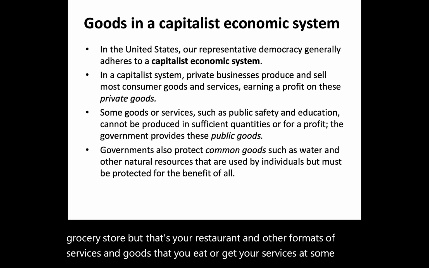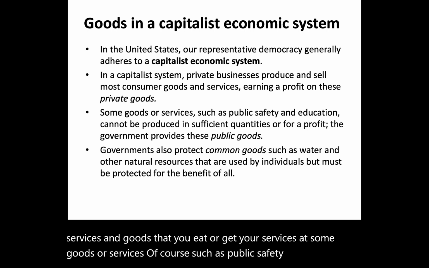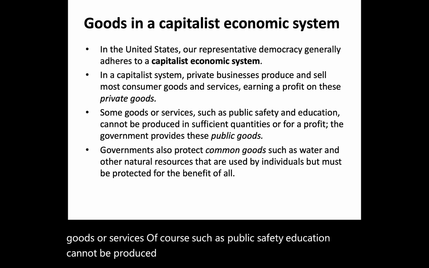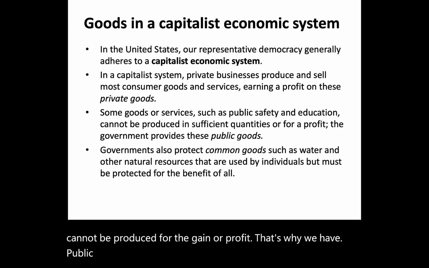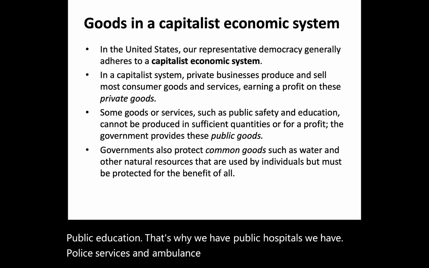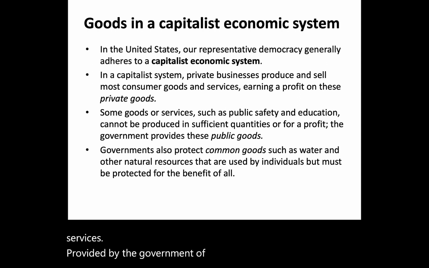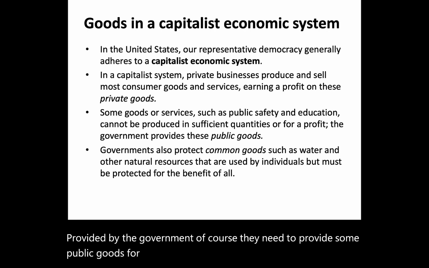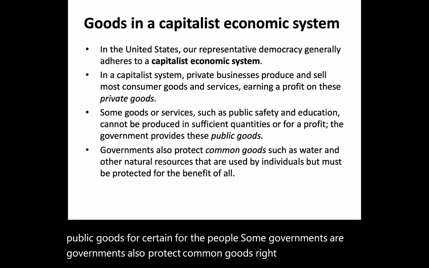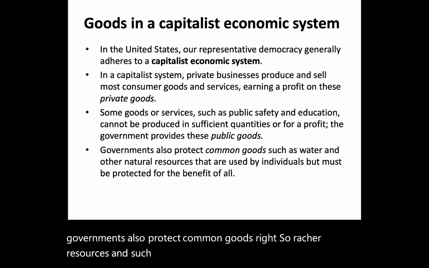Some goods or services, of course, such as public safety and education, cannot be produced for gain or profit. That's why we have public education and public hospitals. We have police services, ambulance services, and fire department services provided by the government, of course. They need to provide some public goods for the people. Some governments also protect common goods, right? Natural resources such as water, to make sure they're all protected and available for the people.